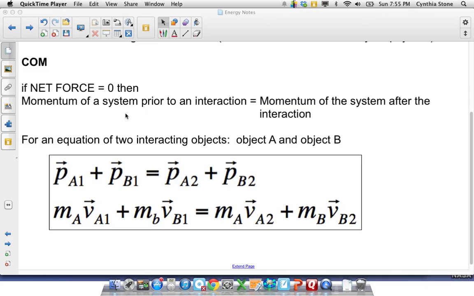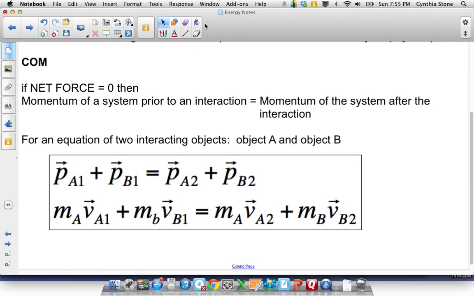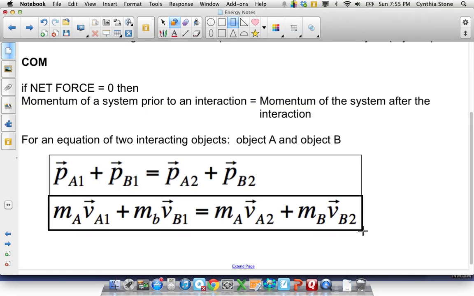So the momentum of the system before the interaction or collision is equal to the momentum afterwards. So the equation, this is the equation. And really, we don't use the top one. We use this bottom one, okay? So the equation you want to write down on your formula sheet that you'll use over and over is this right here that I just circled, and I'll make it a different color.